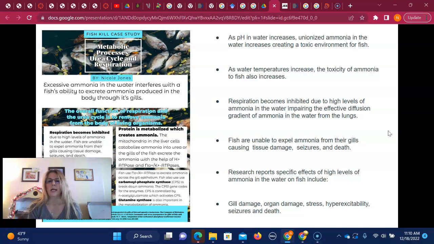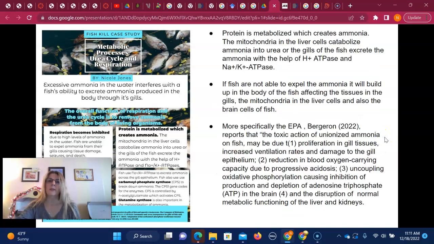When fish are unable to expel the ammonia from their gills, it causes tissue damage, seizures, and death. Research reports specific effects of the high levels of ammonia in the water include gill damage, organ damage, stress, hyperexcitability, seizures, and death. Protein is metabolized, which creates ammonia.